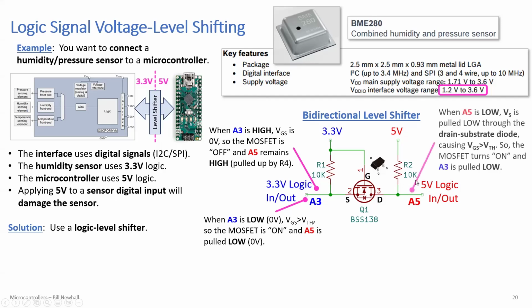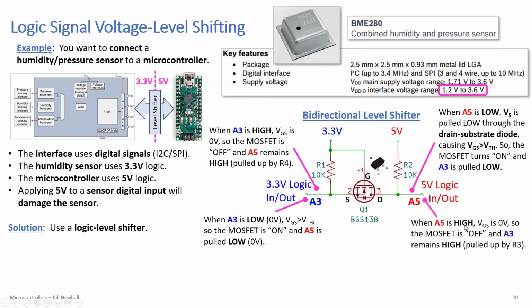Okay, so that's going left to right, now going right to left. If A5 is low, right, so I pull A5 low, then VS is pulled low through this drain substrate diode, causing VGS to be greater than the threshold. So I have A5 low. Remember that body diode, or the drain substrate diode, in here? Because of its direction, that's going to pull the source low. So when the source is low and the gate is high, it's going to turn that MOSFET on, and A3 is going to be pulled low. Okay, so a 0 on the right causes a 0 on the left.